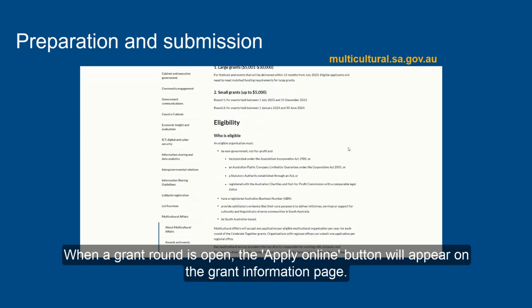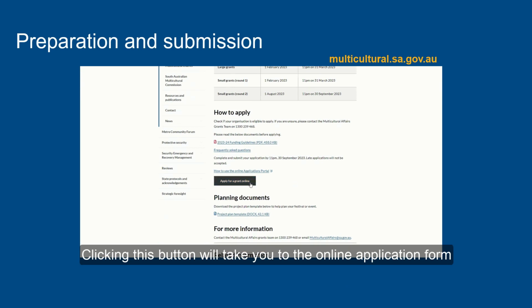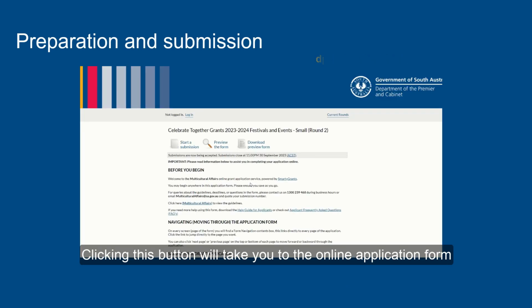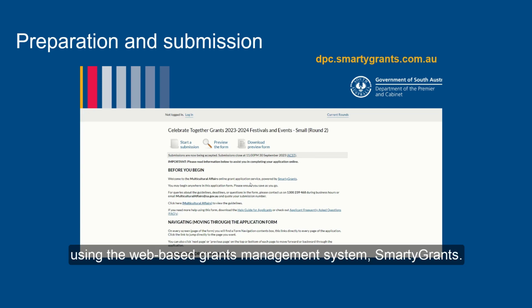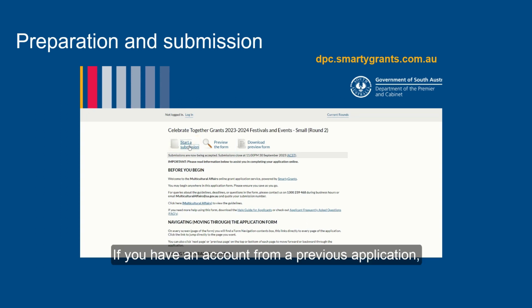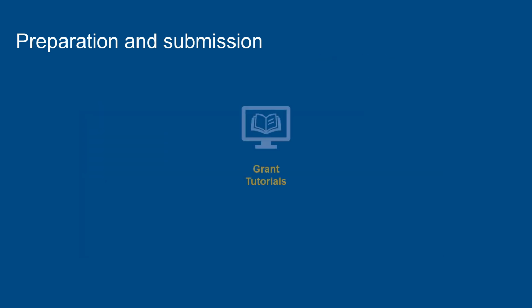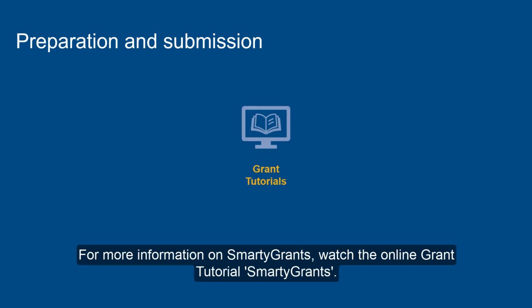When a grant round is open, the Apply Online button will appear on the grant information page. Clicking this button will take you to the online application form using the web-based grants management system, Smarty Grants. From here, you will have the option to preview, download, or start a submission. If you have an account from a previous application, log in to access past and current application forms. New users will need to create an account in Smarty Grants. For more information on Smarty Grants, watch the online grant tutorial, Smarty Grants.